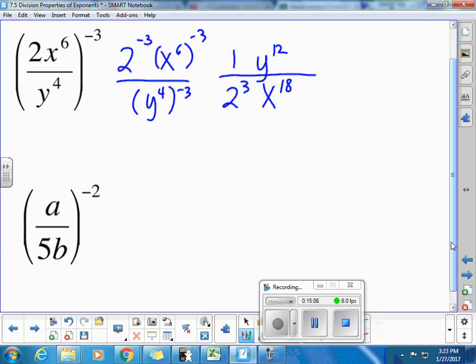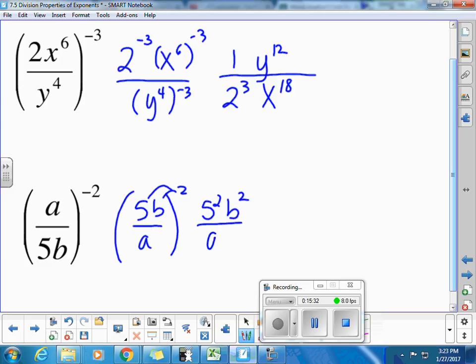So I could flip that over to begin with. Have 5b over a. Let's give this a try. And then have it raised to the second, because I moved everything and lost that negative. So now it would be 5 to the second, b to the second, over a to the second. 5 to the second is 25. B squared over a squared.